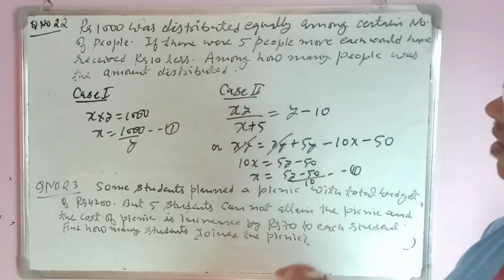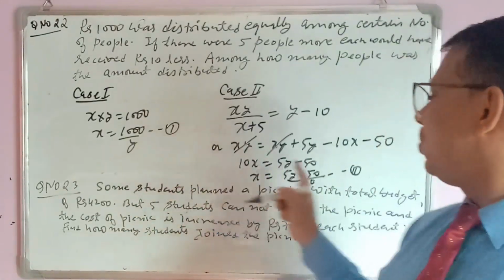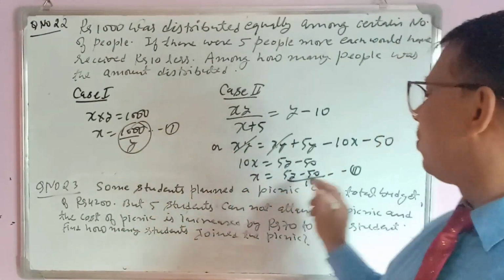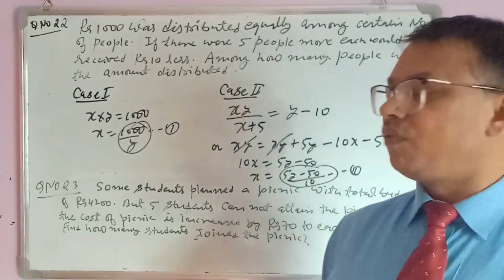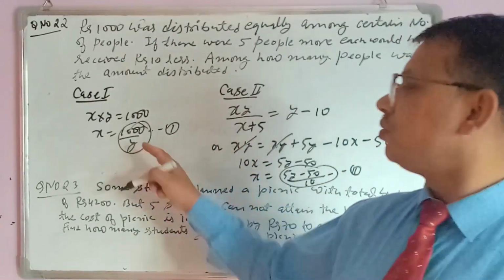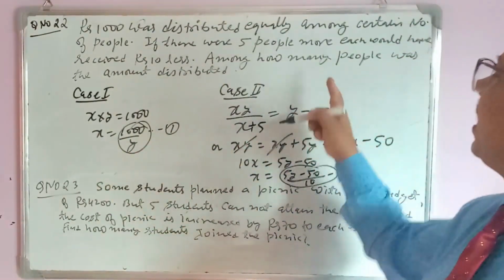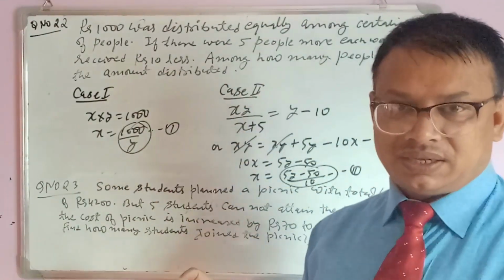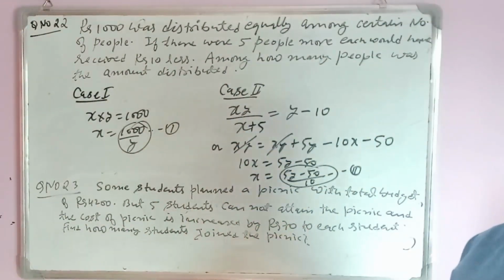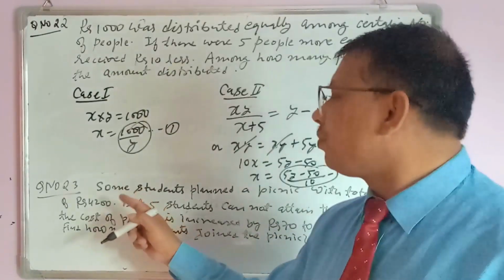Now you can solve yourself from equation 1 and 2. This part will be equal to this part. You will get the value of y, and put the value of y in equation 1, and you will get the value of x. That is the answer. Number of people equals that answer. Clear? Now question number 23 also has the same type of question.